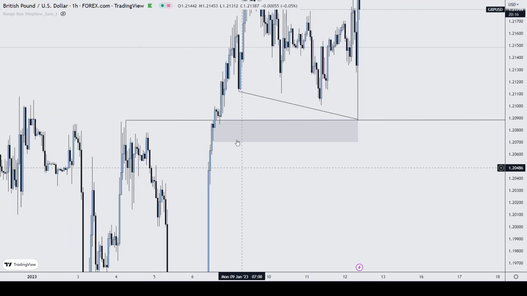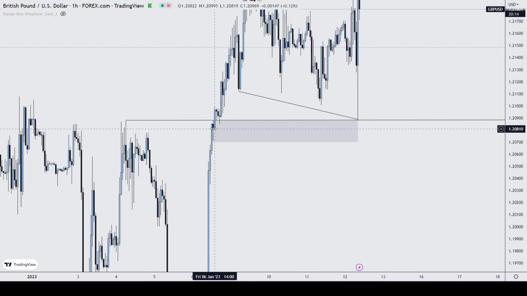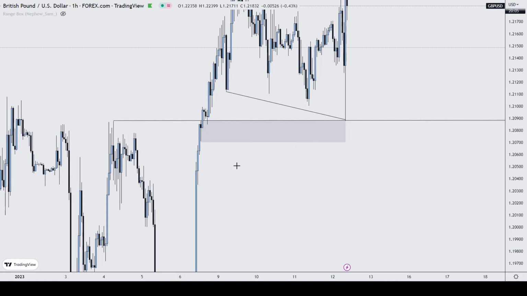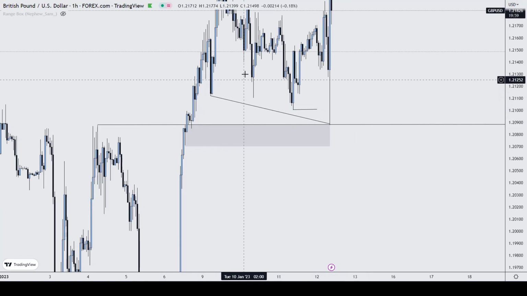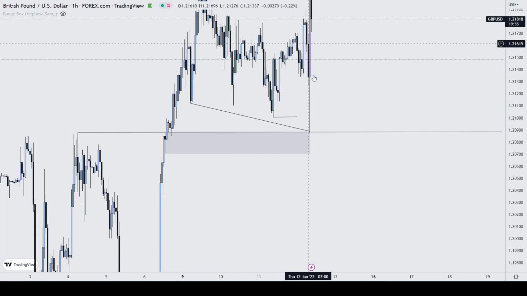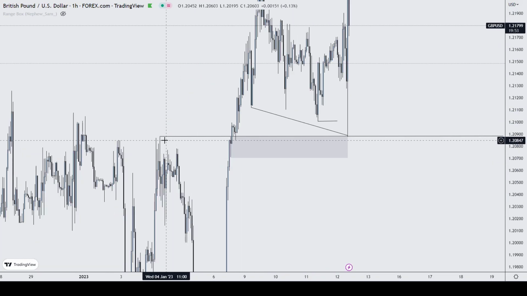It pushed down. This OB was already previously tested and mitigated right here. So this OB and this OB had liquidity under it. Even though some people thought this was a break of structure, this was actually liquidity building right under it. And it built like a trend line form. 1, 2, 3, boom. Tap right into it.